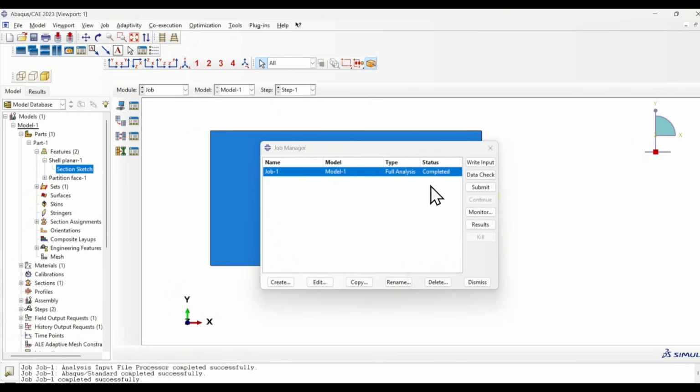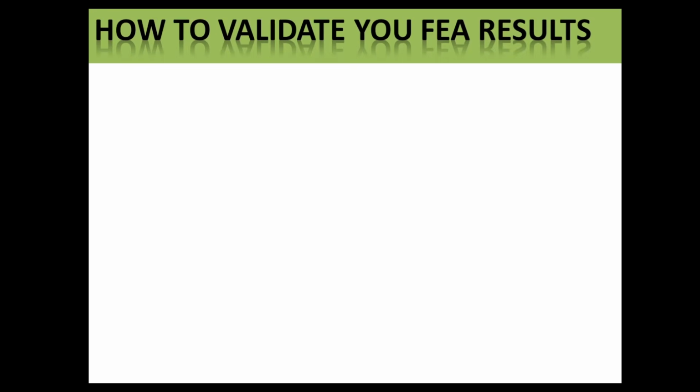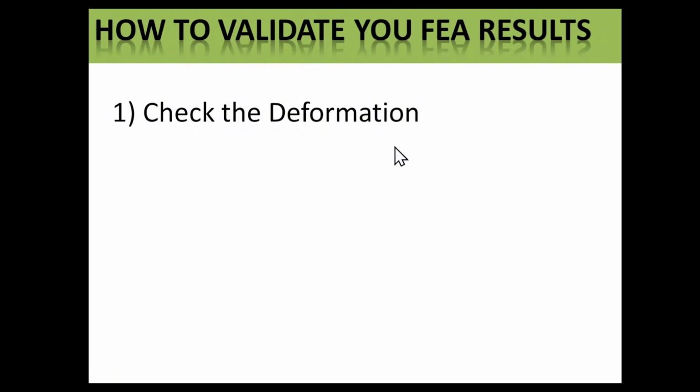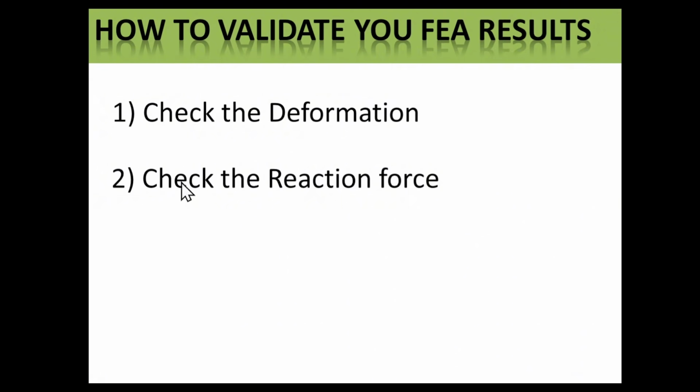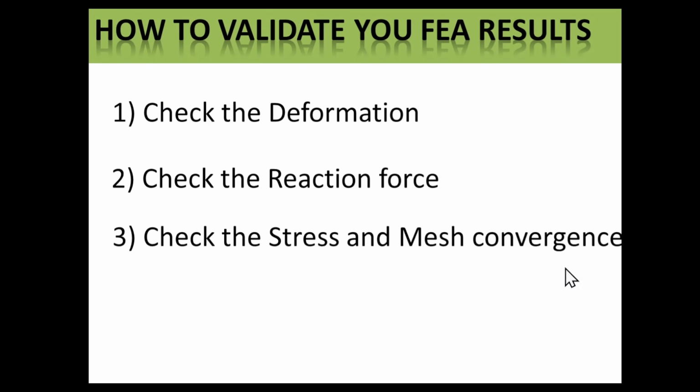Now the important question is, how do we know whether our analysis setup and results are correct and reliable? To check this, we are going to validate our FEA results using 3 important checks. The first one is deformation, the second one is reaction force, and the third one is stress and mesh convergence. Let's start with the deformation check.